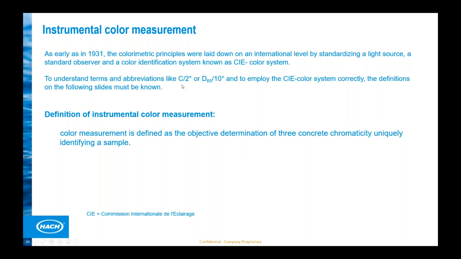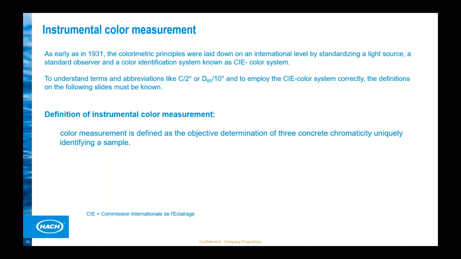C is 5600 Kelvin, and D65 is daylight. This is probably why the D is used for daylight, and 65 is for the color temperature of 6500 Kelvin.